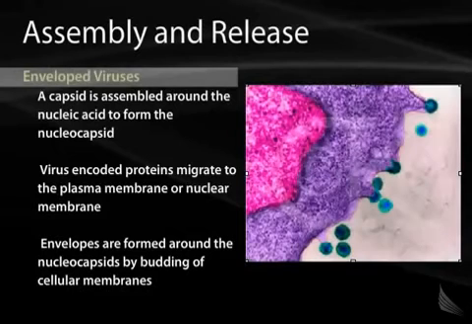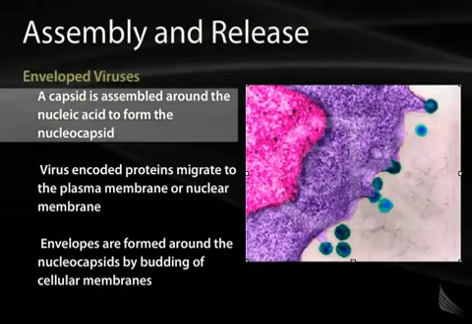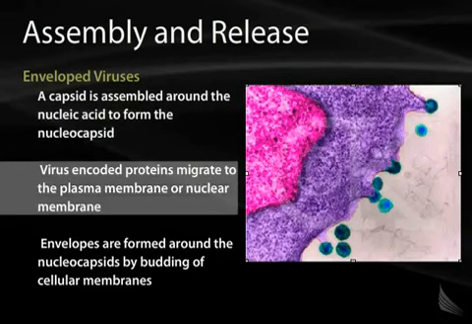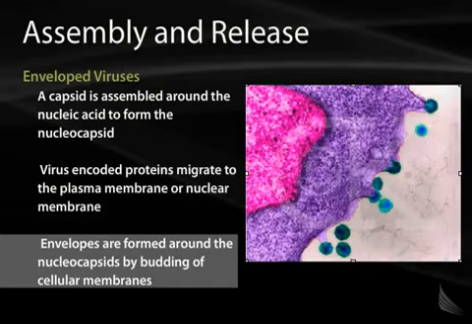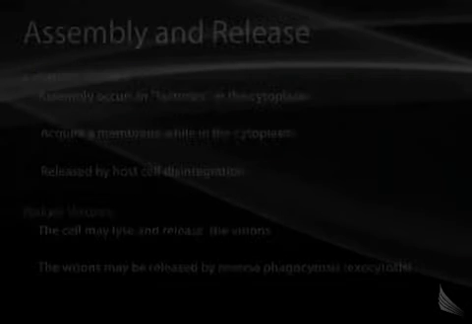For enveloped viruses, it's a little bit different. The capsid is assembled around the nucleic acid to form the nucleocapsid. The virus-encoded proteins then migrate to the plasma membrane or the nuclear membrane. Envelopes are formed around the nucleocapsid by budding of cellular membranes. So this way, enveloped viruses acquire the host membrane from the cell they infected.